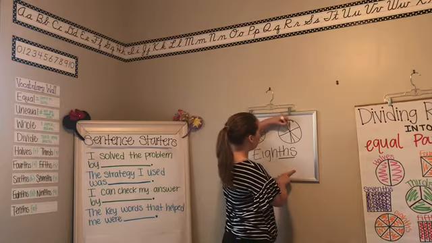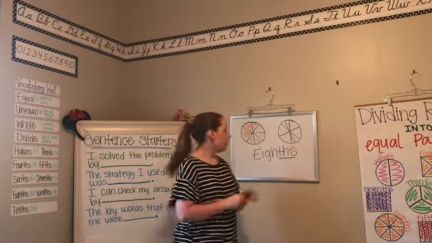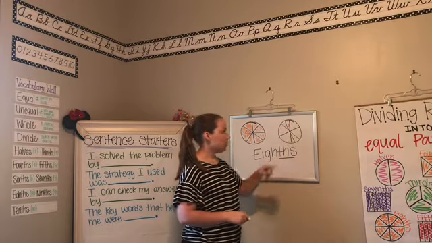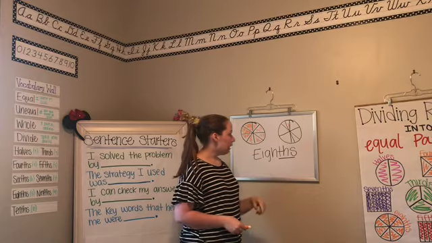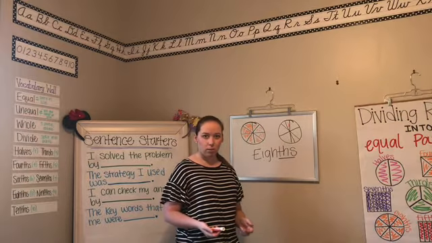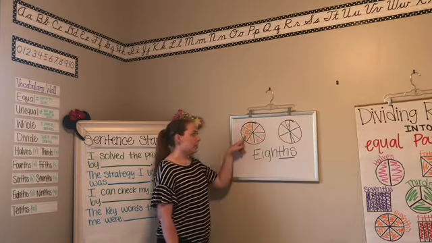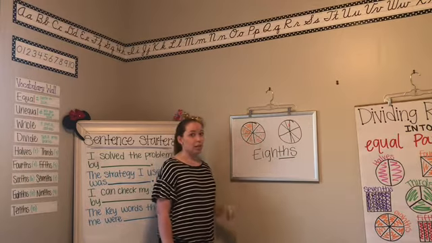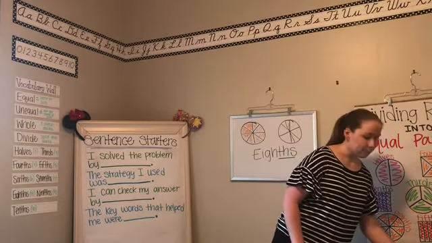Let's look at this one. Oh, I don't even know if I need a color for this one. These 2 parts are really, really small, and these 2 parts are really big. Does that make them equal? No, it doesn't. So in order for them to be equal, remember they need to have the same size and shape throughout. Okay? Great job.